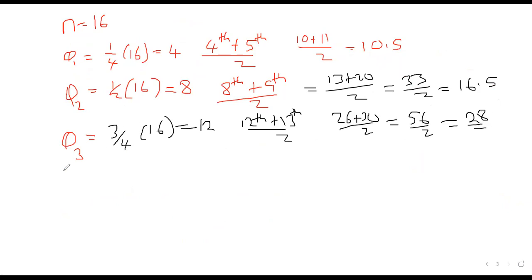Okay, so the difference between the third quarter and the first quarter is called what? The interquartile range. Good. IQR. So 28 minus 10.5. What do we get? 17.5.